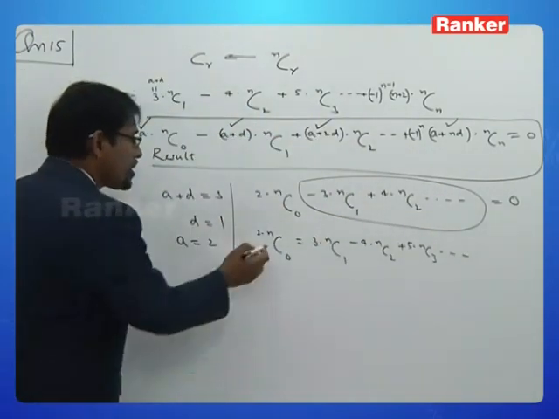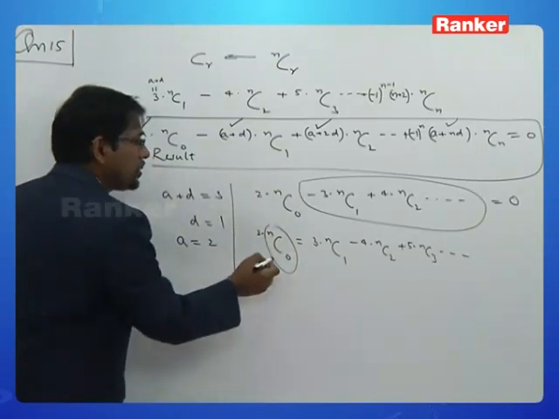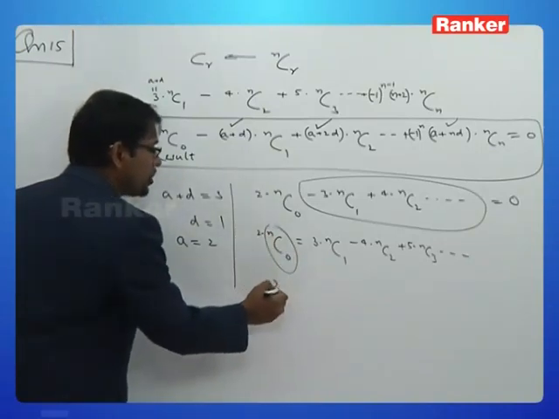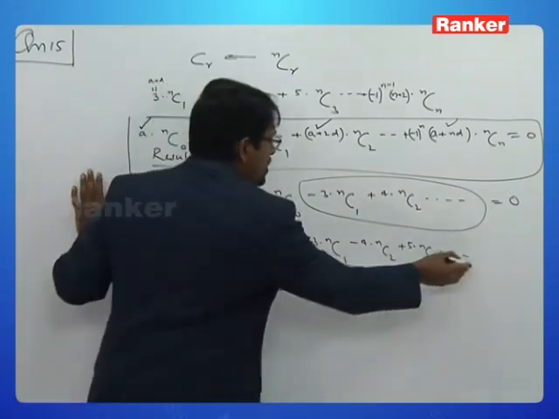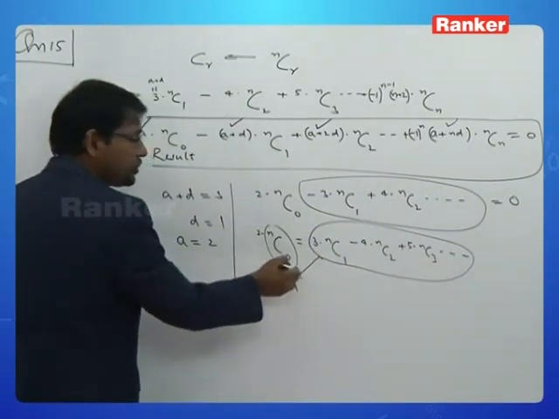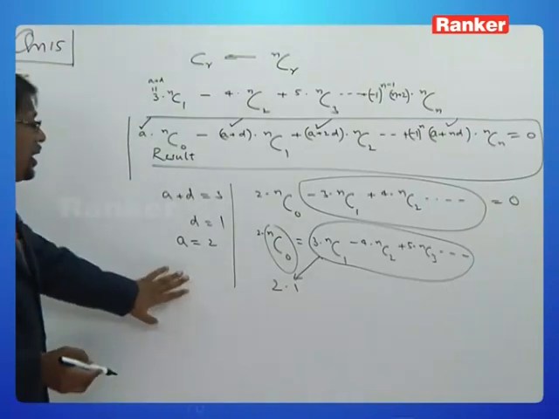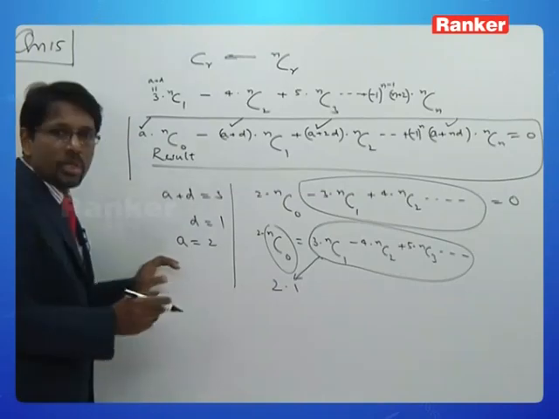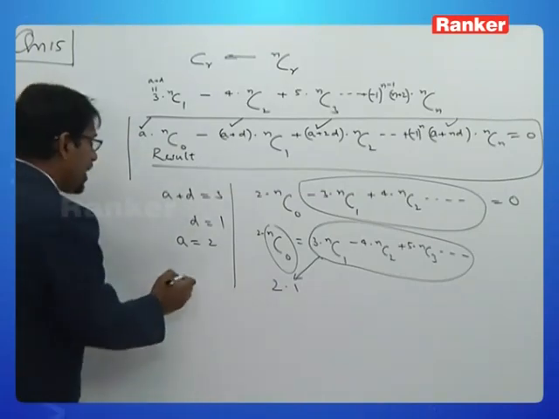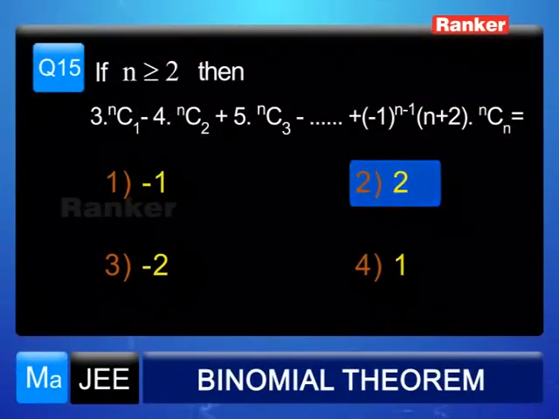All these terms that you wanted here will come here. Okay, but what is this nC0? That's clearly 1, so 2 into 1. So this entire expression is equal to 2. So clearly the answer is 2, and the second option is carrying that answer. Let's move on to the next question.